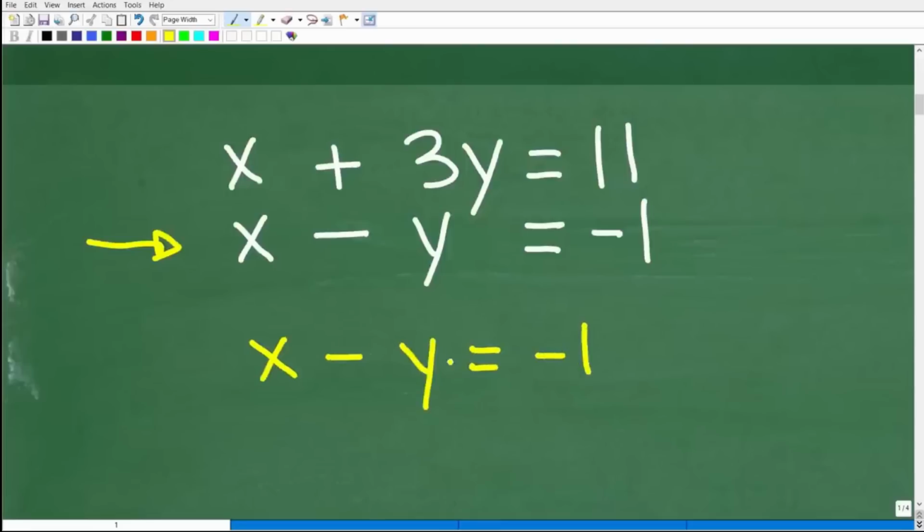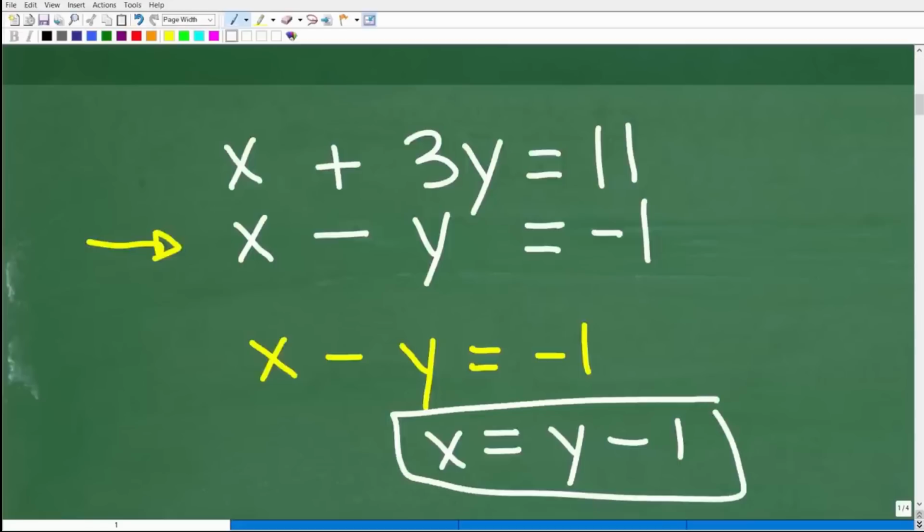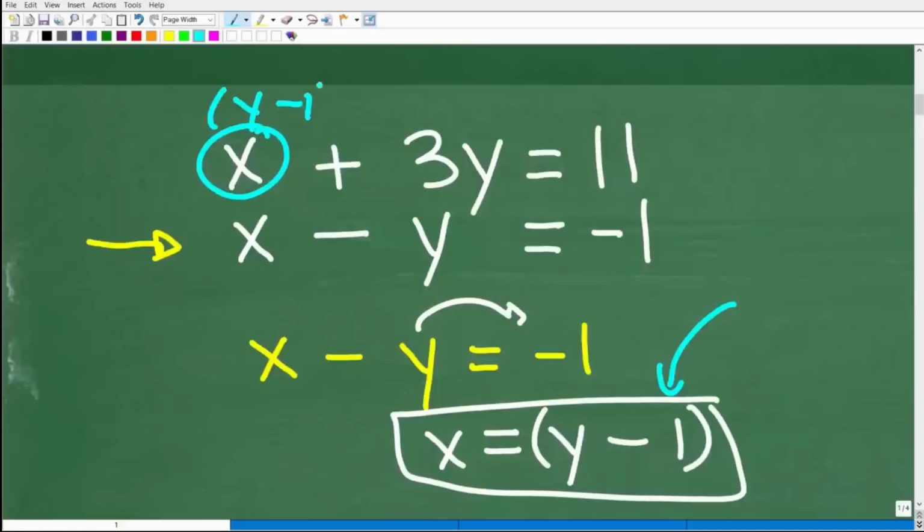I'm going to rewrite this equation in terms of x, so I'd move the y to the other side of the equation. So x is equal to y minus 1. Now I would use this information, x is equal to y minus 1. Again, I move this y to the other side of the equation. I'm going to plug in the other equation, right here for x, I would plug in y minus 1. And now notice I have y minus 1 plus 3y is equal to 11.